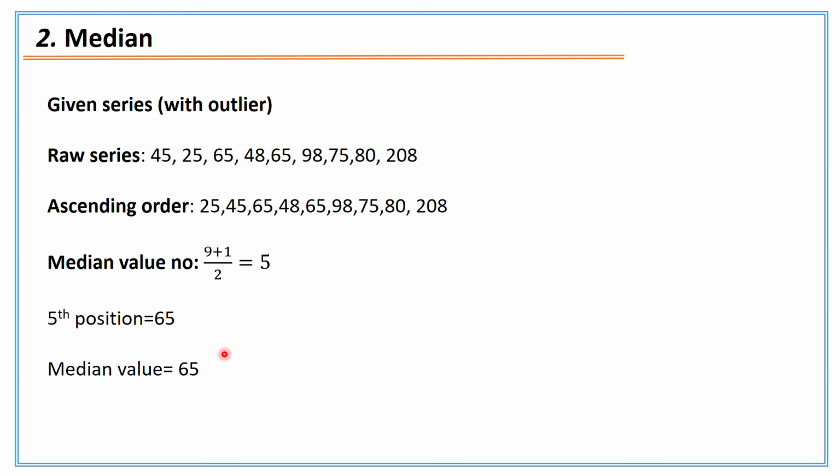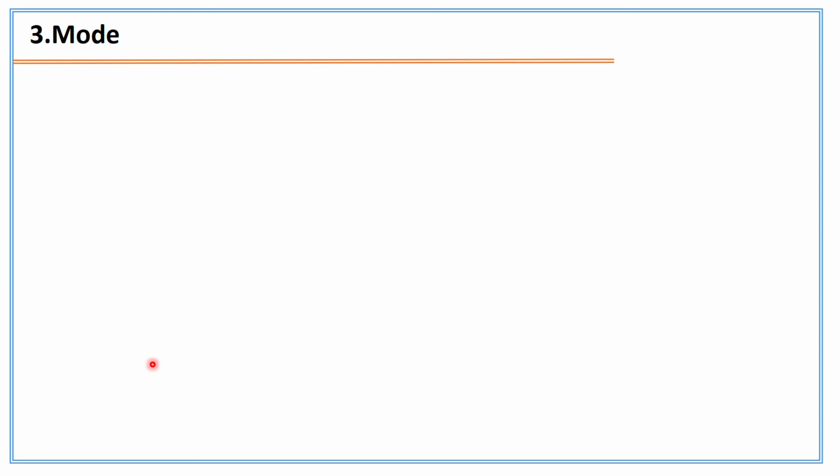So even if you have added an outlier, the median is unaffected by that. Of course, this example is very simple, which I am using. There may be more complex examples, but the purpose here is to convey the core concept of mean, median and mode. So again our median value is 65. Now we will calculate mode.